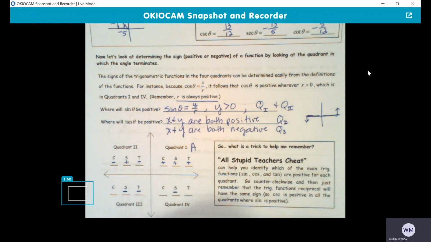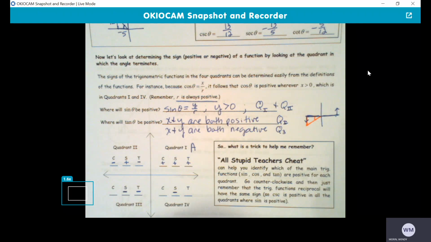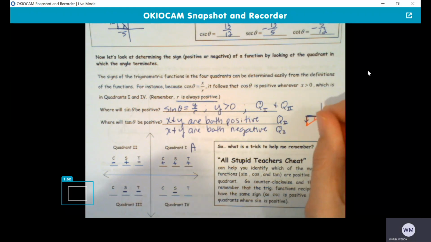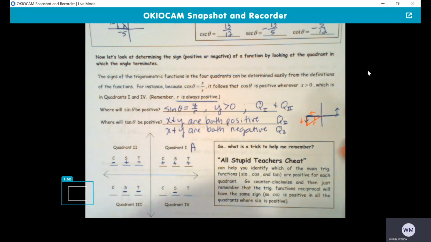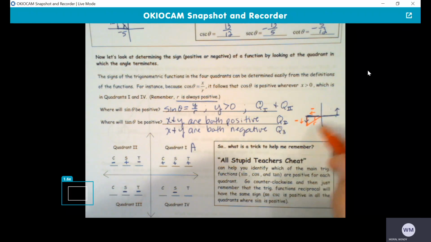So if we go ahead and look at just a generic picture, a reference triangle, we have our x value is negative, our y value is negative, and our radius is always positive. So this is a negative, this is a negative. So when you do SOHCAHTOA, you have a negative divided by a positive. That's going to be the sine. You have adjacent divided by the hypotenuse. That's going to be negative. That's the cosine.